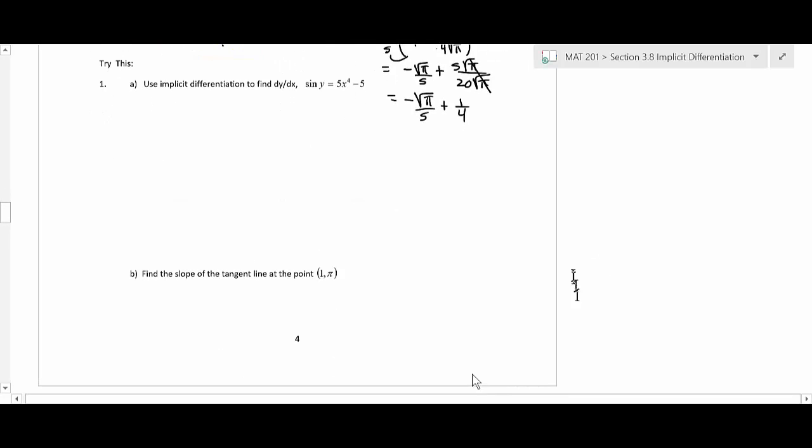All right. So if you look at this function right here, you could solve it for y. You would have to take the inverse sine of both sides. That's what you'd have to do. But the nice thing about implicit differentiation is you don't have to do that. You just differentiate it without solving it for y. So let's go ahead and go through this.